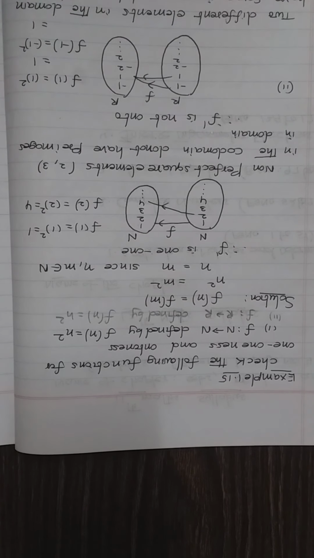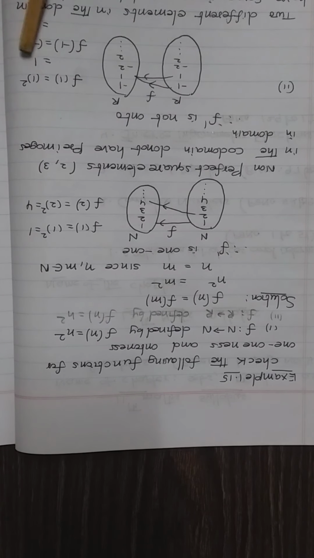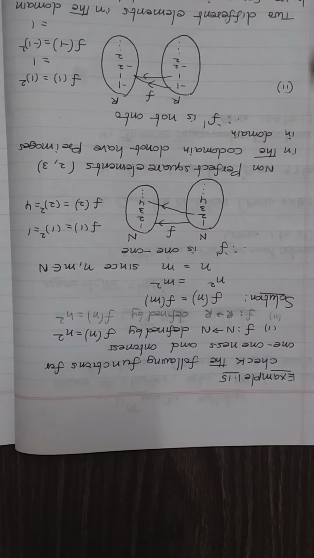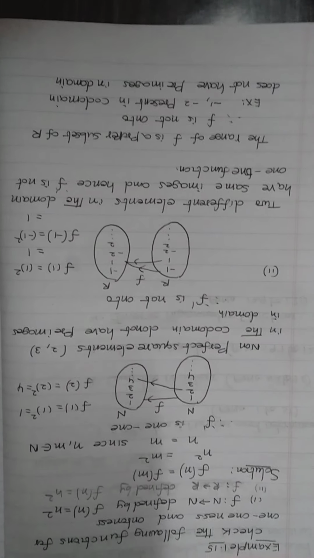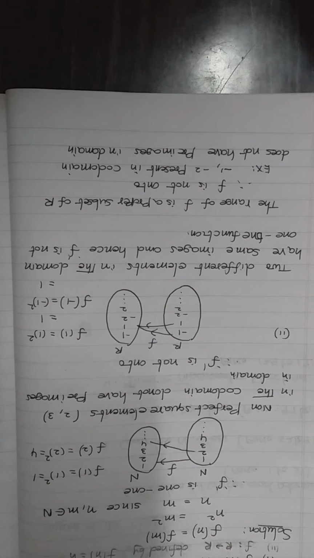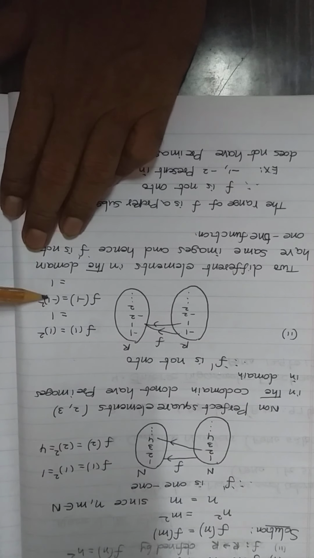But here, if you check, for example, if I take one image, f of 1 is 1 square, 1. So 1 is mapped with 1. Even f of minus 1 is also minus 1 square, 1. That means two different elements in the domain. What are the two different elements in the domain? See, I am taking minus 1 in the domain. So minus 1's image is minus 1 the whole square, 1.